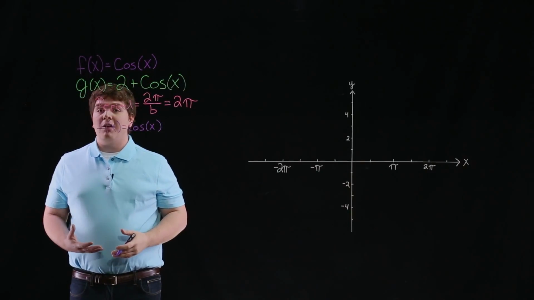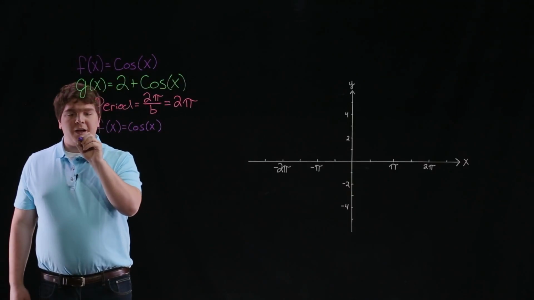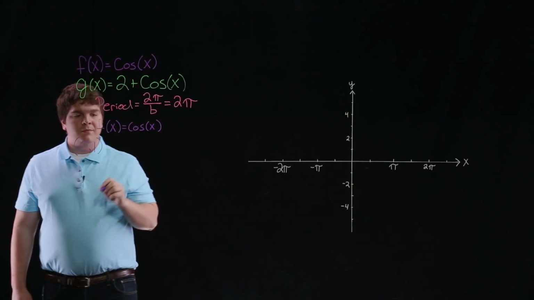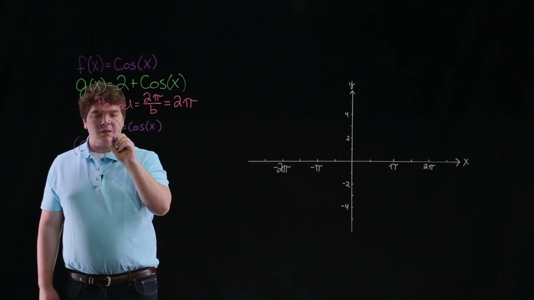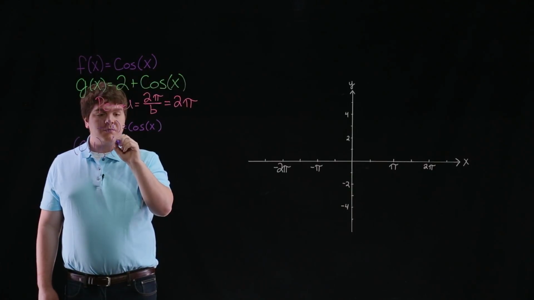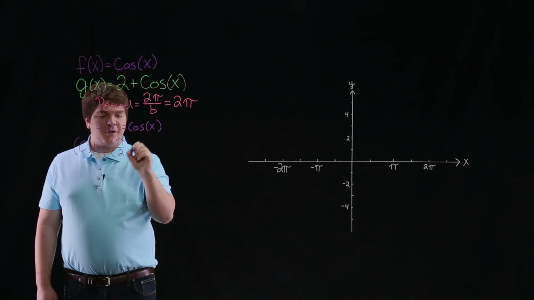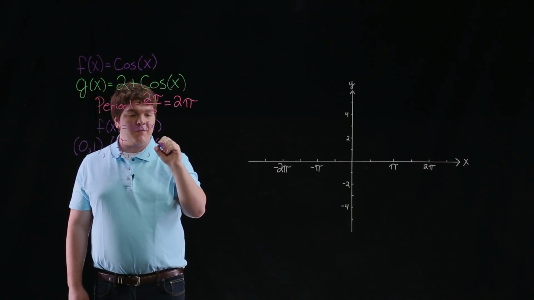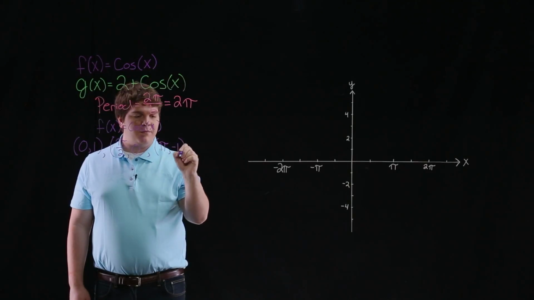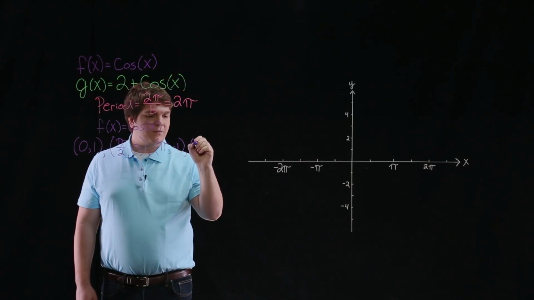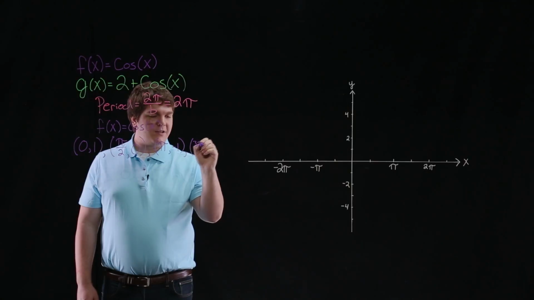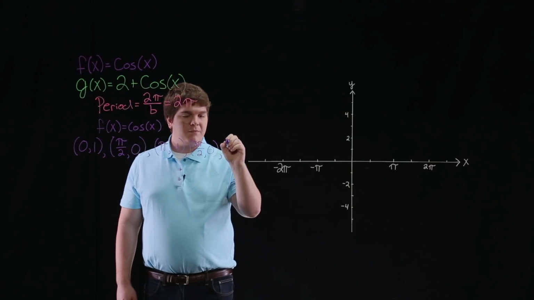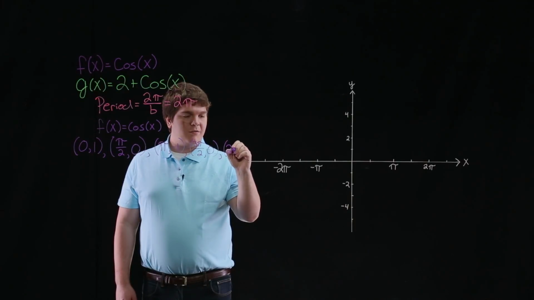For f of x equals cosine of x, we have the points 0, 1; pi over 2, 0; pi, negative 1; 3 pi divided by 2, 0; and finally 2 pi, 1.